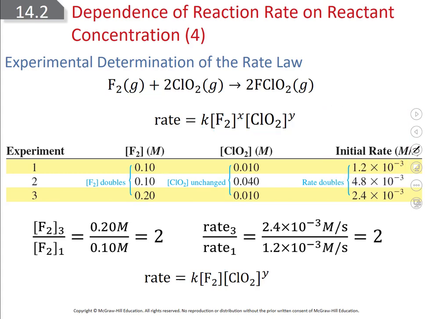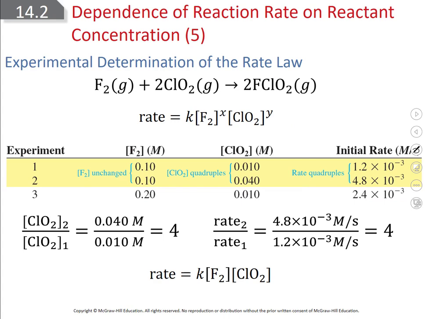So start over. Now, if I want to know what Y is, the order with respect to the chlorine dioxide, which 2 experiments would I compare? 1 to 2, because if I compared 1 to 2, now I'm keeping the other variable constant, but what did I do to the chlorine dioxide? Quadrupled it. What happened to my rate? It got quadrupled as well. So I quadrupled the concentration, it quadrupled the rate, so what is Y equal to? 1 as well. So it is first order with respect to both fluorine and chlorine dioxide.